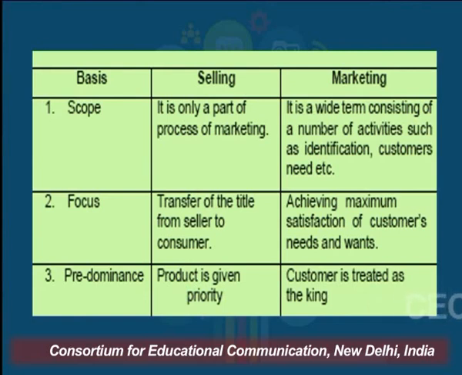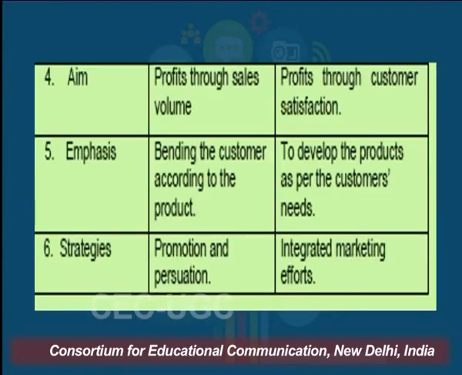Now there is a predominance of the product in selling. In selling, the product is given the highest priority, whereas in marketing, the customer is treated as a king. Now what is the aim? The aim is profit through sales volume, whereas in marketing, it is profit through customer satisfaction. The emphasis in selling is on fitting the customer according to the product, whereas the emphasis in marketing is to develop the products as per the customer needs. In terms of strategies, it is promotion and persuasion in sales, whereas in marketing, it is integrated marketing efforts.